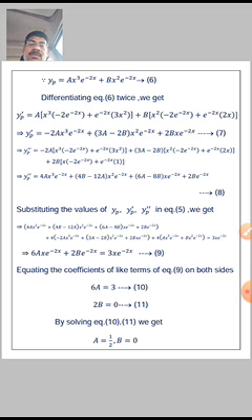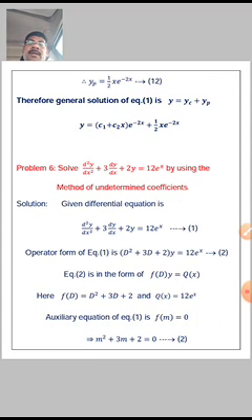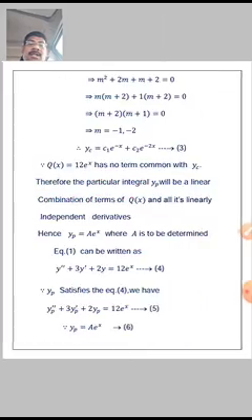Comparing the terms x e^(-2x) and e^(-2x), we get 6a = 3 and 2b = 0. Solving equations 10 and 11, we get a = 1/2 and b = 0. Therefore, yp = (1/2) x³ e^(-2x). The general solution is y = yc + yp. Here, y = (c1 + c2 x) e^(-2x) + (1/2) x³ e^(-2x).